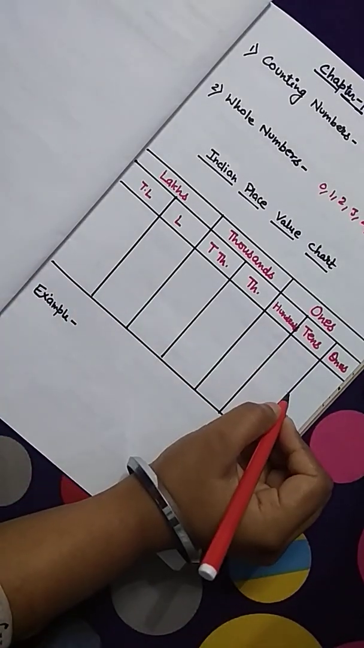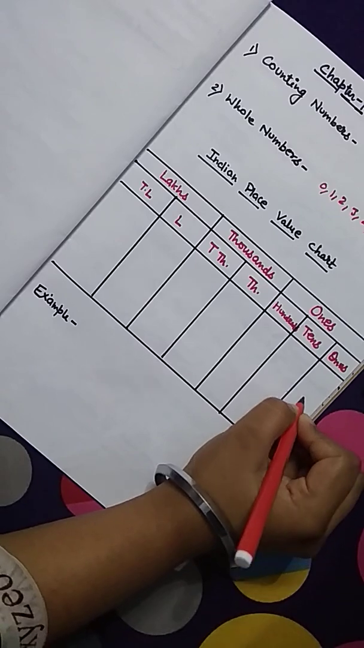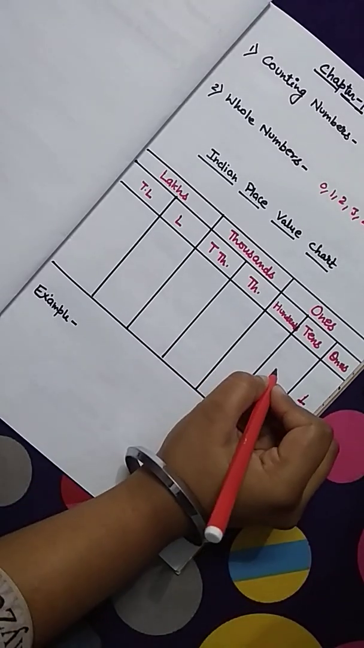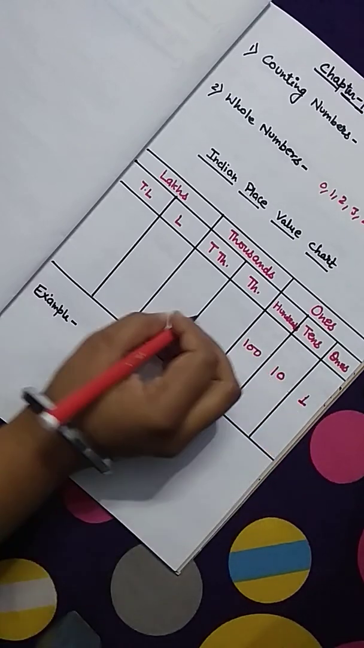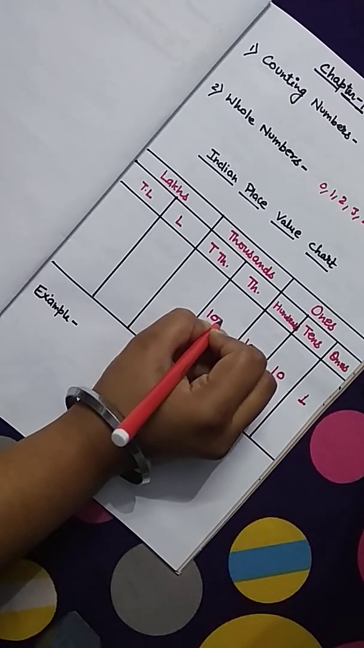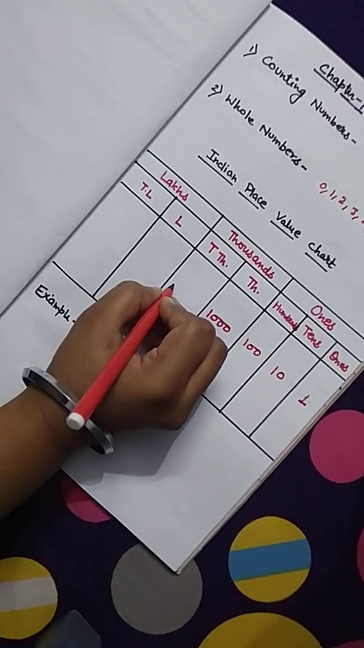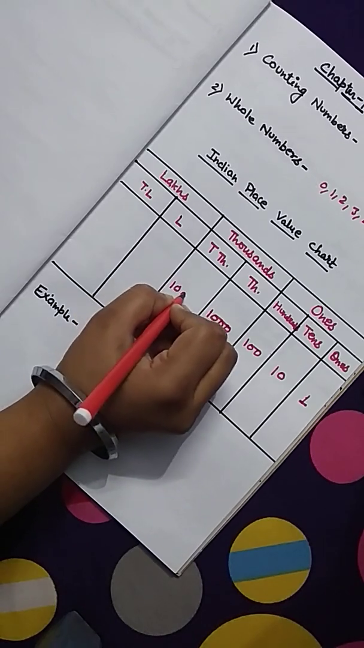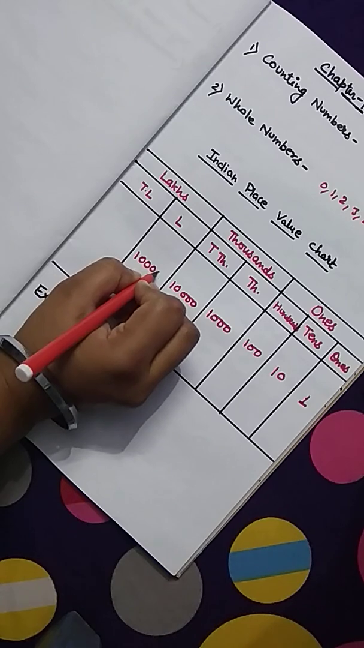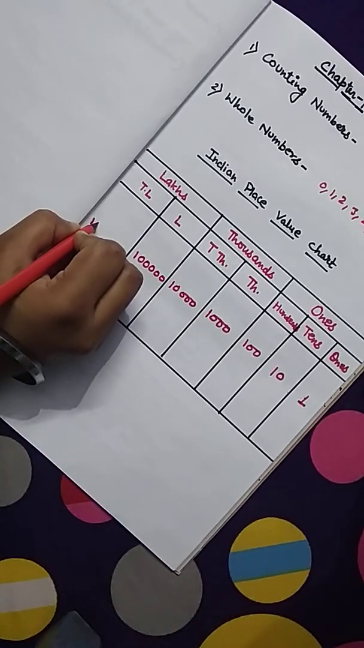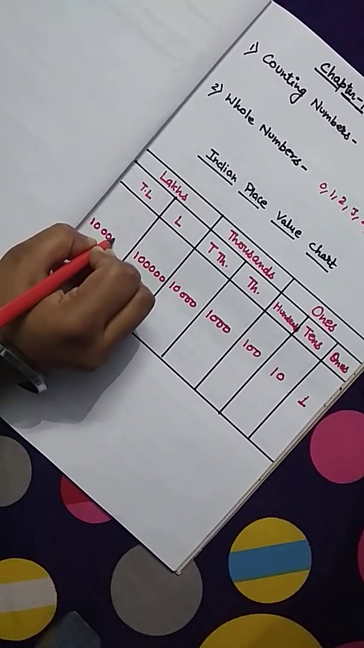Now here we discuss the numbers: ones, tens, hundreds, thousand, 10,000, lakh and 10 lakh.